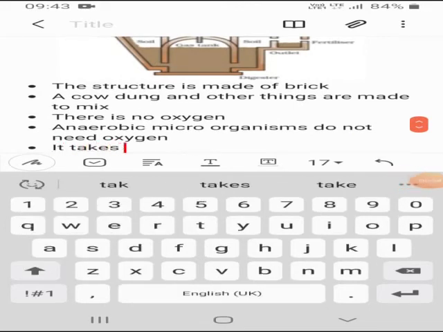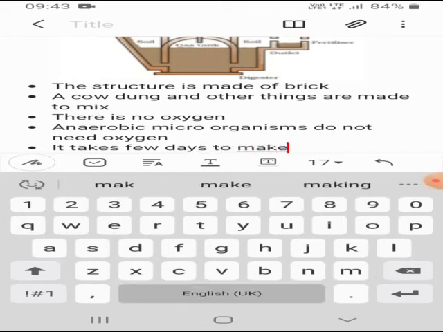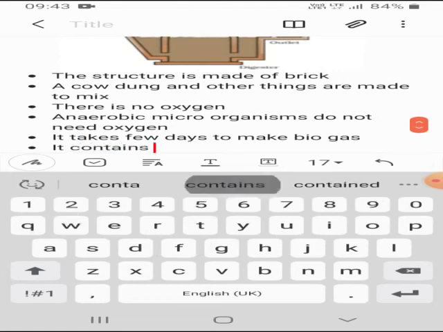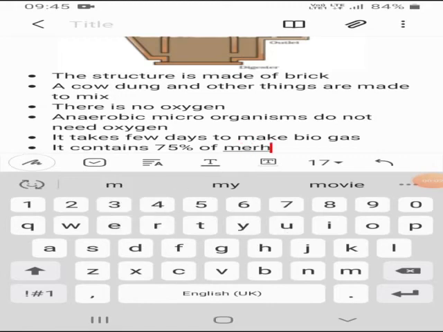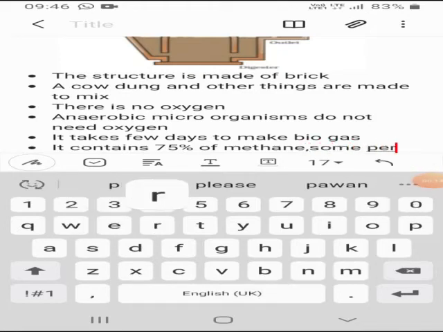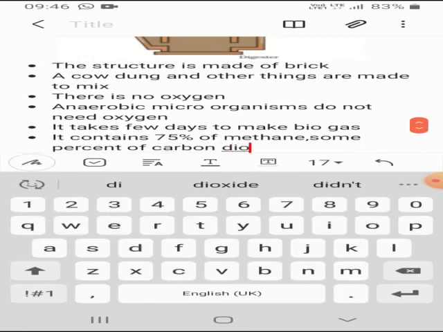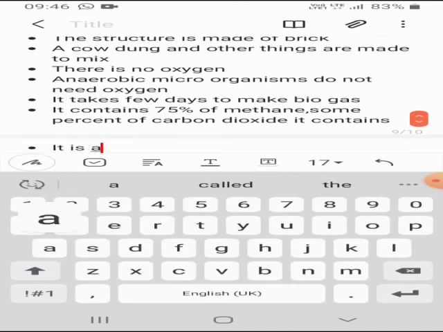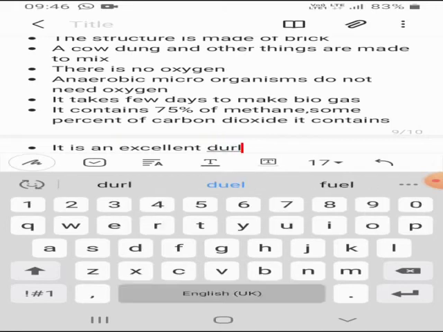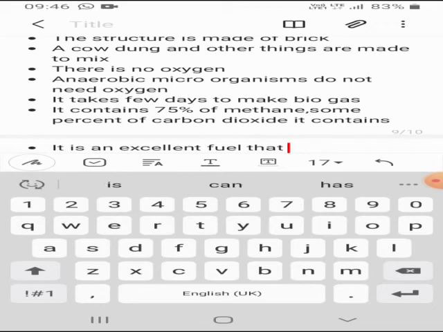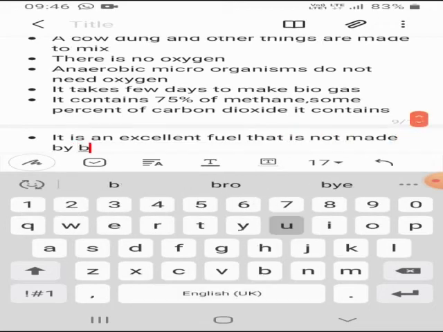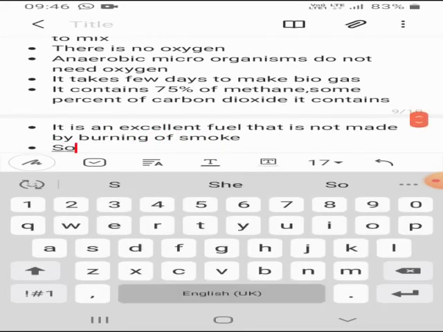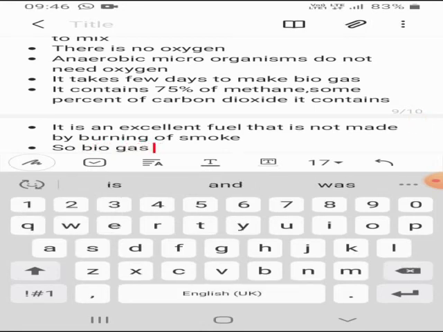So it takes a few days to make biogas. Biogas contains 75% methane and some percent of carbon dioxide. It is an excellent fuel that does not produce smoke when burnt. So biogas is the best fuel.